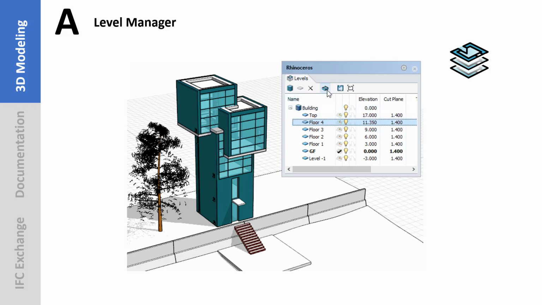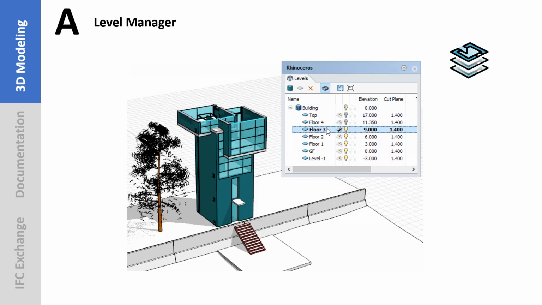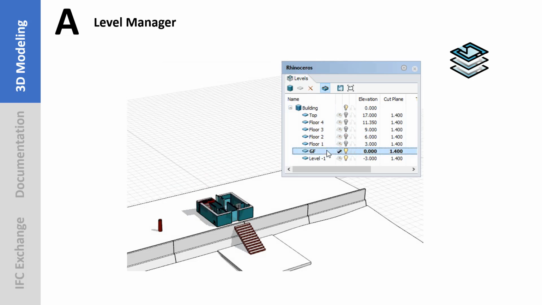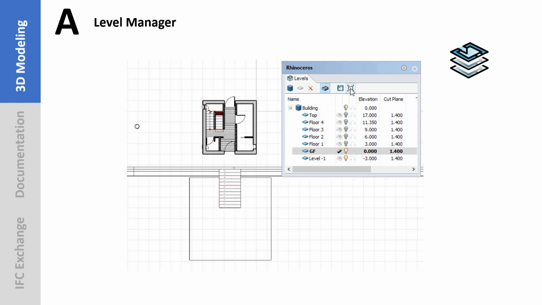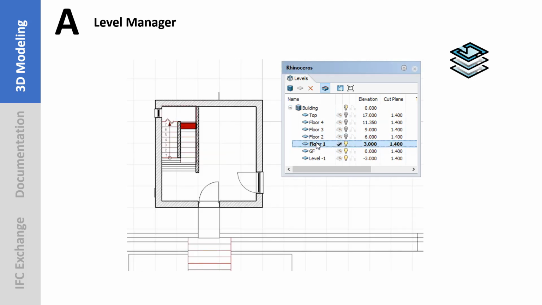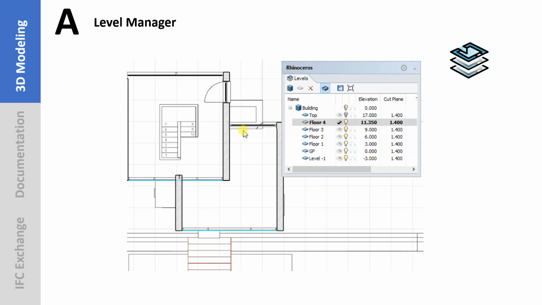One of the main features that helps streamline the architectural design process in Rhino is the Level Manager. This panel lets you create levels and work at different elevations. You can show and hide levels easily, switch the construction plane very quickly, and align views to levels ready for working and printing.